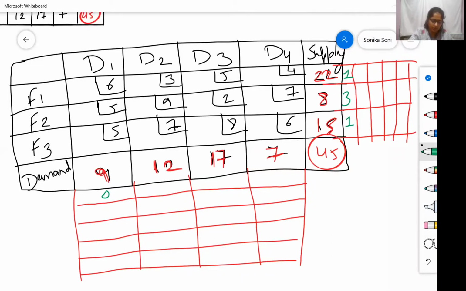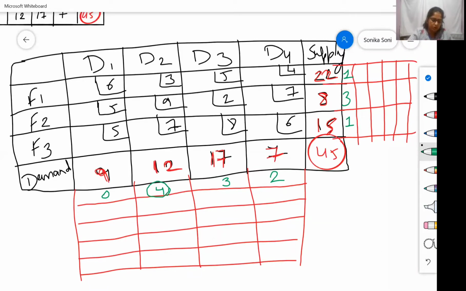which means 4 is the difference. Now in the D3 column we have 2 as the first least cost and 5 as the second least cost, which means the difference between them is 3. Now in the D4 column we have 4 as the first least cost and 6 as the second least cost, which means the difference between them is 2. Now, which one has the highest penalty here? We have 4 as the highest penalty.